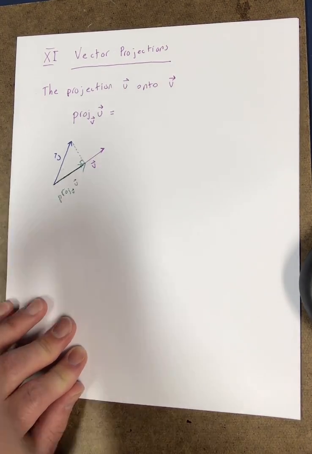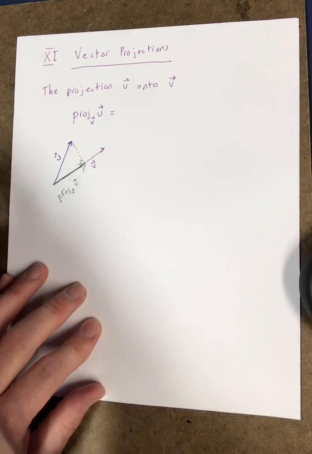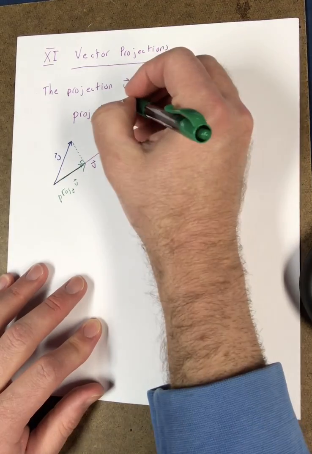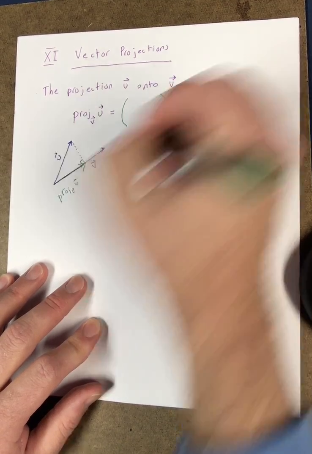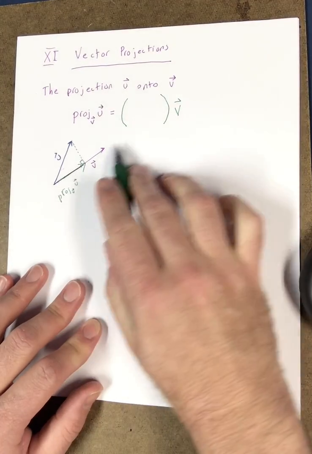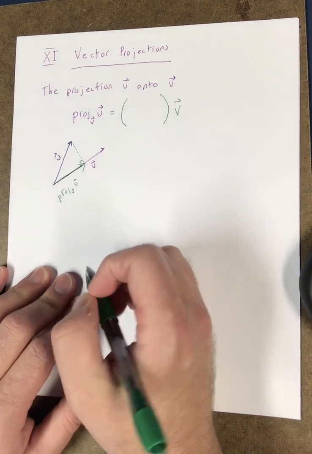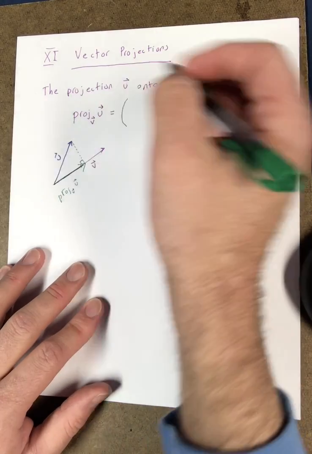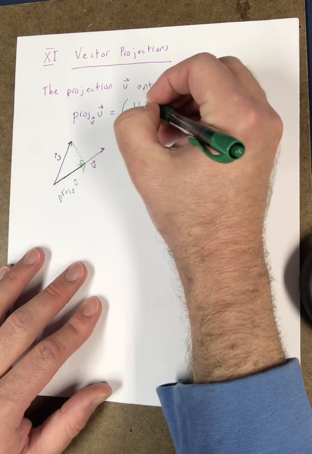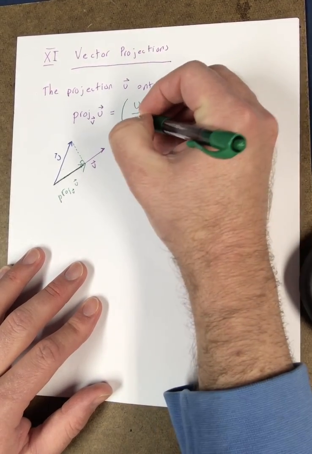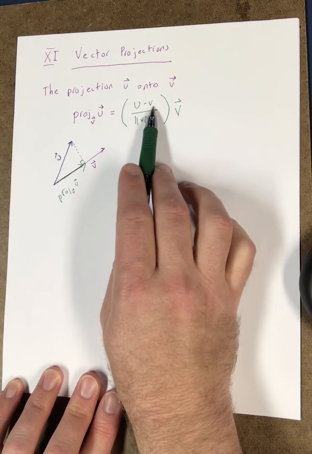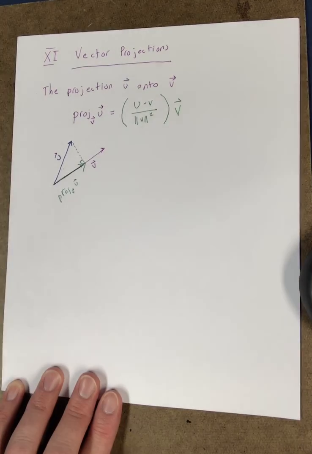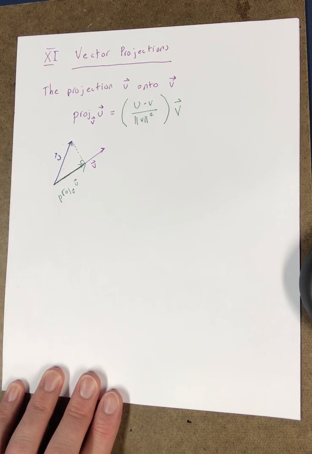So the official formula, I'll do it in green here, is going to be some scalar times vector v. It's because it's along this line, just some part of it. And for a variety of reasons, mathematically, this is ultimately the formula that's used for it. It's the dot product of u and v divided by the magnitude of v squared. We're going to take a look at a horizontal one first.